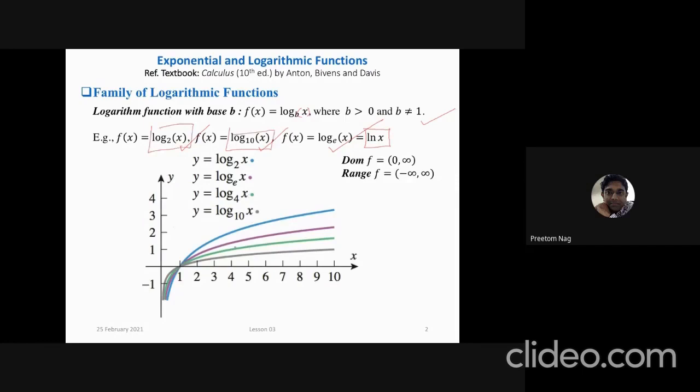And we can see the phenomenon of the graph. The domain of the logarithmic function is always 0 to infinity. The range of f is minus infinity to plus infinity.